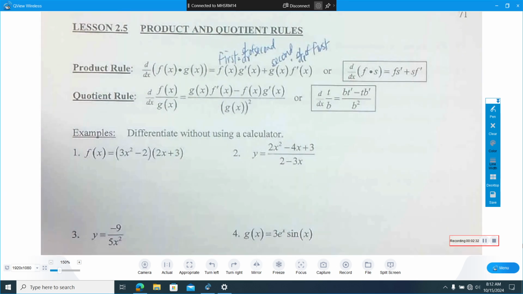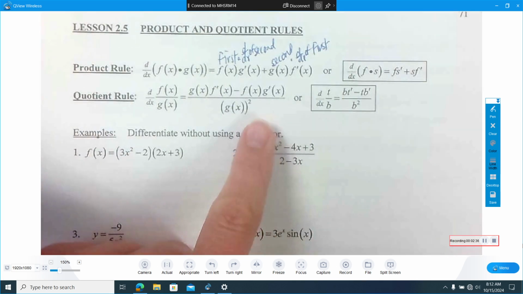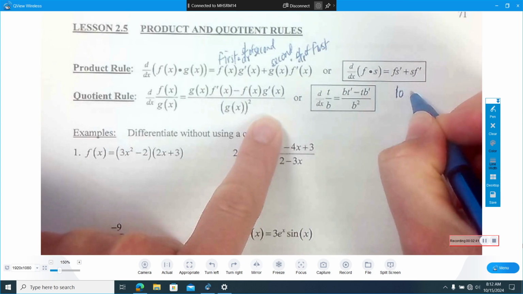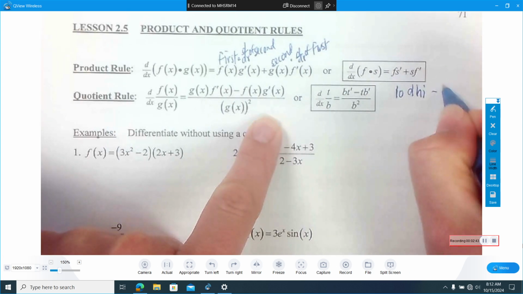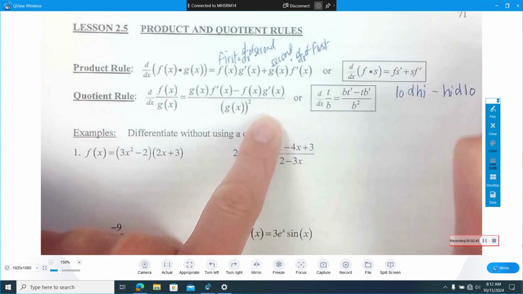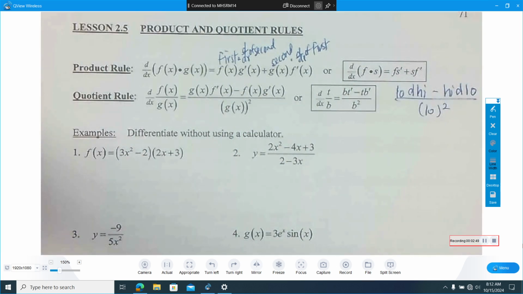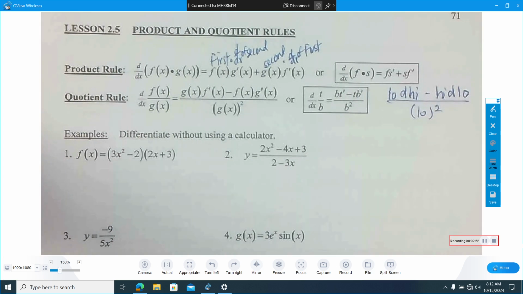The quotient rule, I have a saying for, and what my calculus teacher taught me. Here we go. We're going to write this out. Low d high minus high d low all over low squared. That is the quotient rule. Low d high minus high d low all over low squared. Say it out loud. Evidently, there's a song I hear people use, but I think low d high minus high d low all over low squared works.